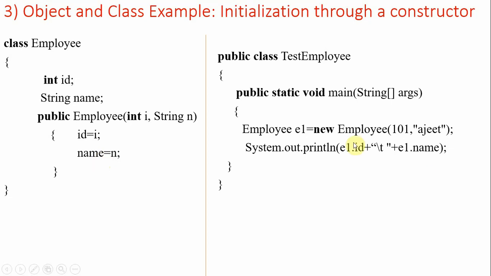If you want, you can access and print them also. e1.id, e1.name. So I use a tab here, backslash t for a tab, for spacing between two values while printing. So through constructor also we can initialize the values. What is a constructor? Constructor is a method which has the same name as the class name. So directly we can pass values whenever we are creating an object. So that is the thing.